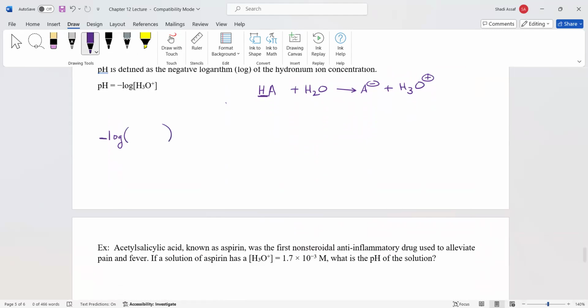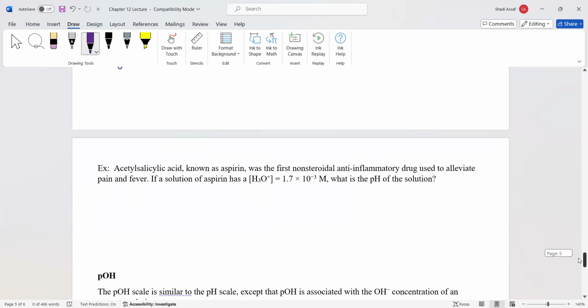So let's look at a question that helps us understand this calculation. Acetylsalicylic acid, also known as aspirin, was the first non-steroidal anti-inflammatory drug used to alleviate pain and fever. If a solution of aspirin has H3O plus concentration of 1.7 times 10 to the negative third, what is the pH of the solution?